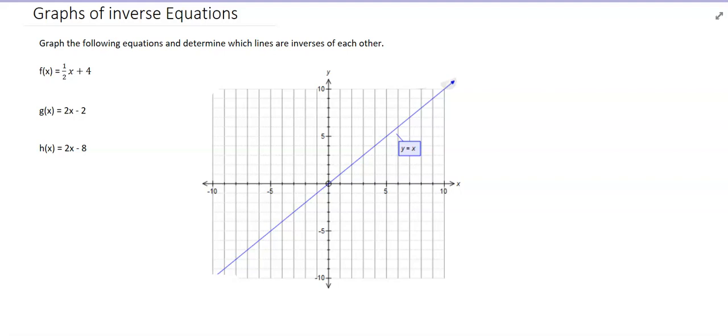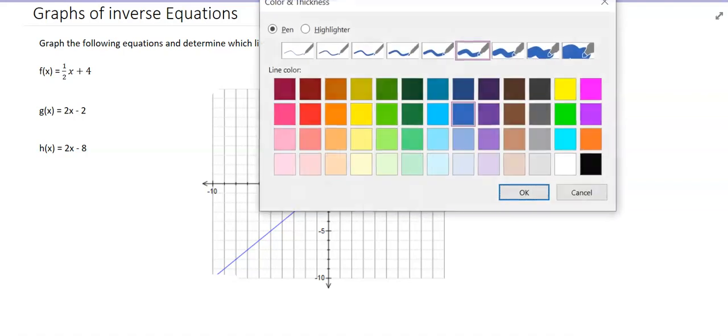First, let's begin by graphing our three equations and then looking on the graph to see which pair represents an inverse relation. I'm going to begin using f of x. Let's make it blue.